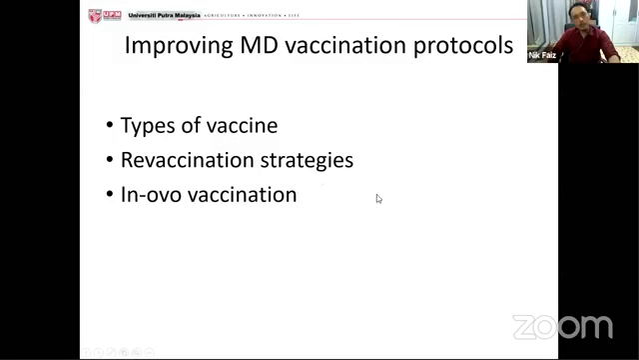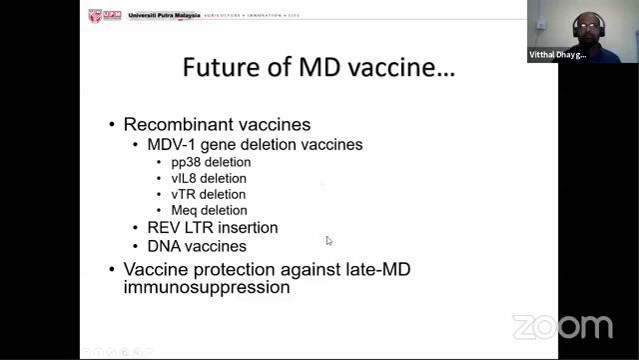Over the years, we have tried to improve Marek's disease vaccine protocols. You may have seen that we produced better vaccines over the years, from HVT, to bivalent vaccines, through Rispens, and on top of that we implemented revaccination strategies, and after that the in-ovo vaccination. So over the years, the vaccination strategies keep evolving, which requires us to find more and more vaccination options in the future. This is the future of Marek's disease vaccine.